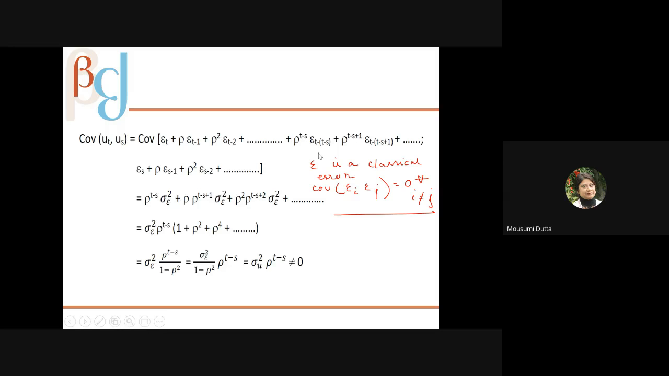Now come here at this juncture. Epsilon, rho to the power T minus S. Now here T minus T plus S, so there is epsilon S. From here, you are getting epsilon S. From here, what you are getting? If you adjust, epsilon S minus 1. Everybody?